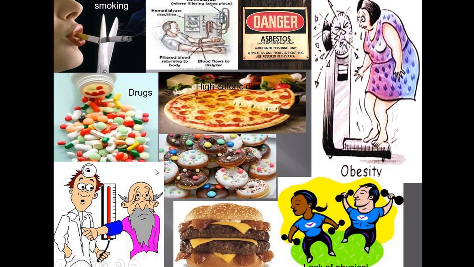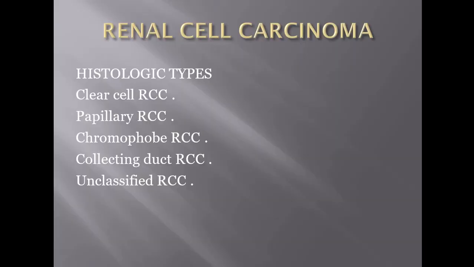So this is just summarizing all the risk factors: smoking, drugs, high calorie diet, obesity. So just a picture, and especially asbestos and cadmium. So these are the risk factors for renal cell carcinoma.